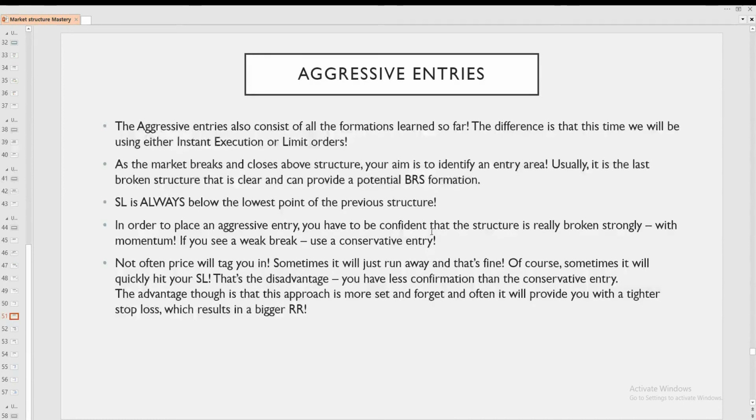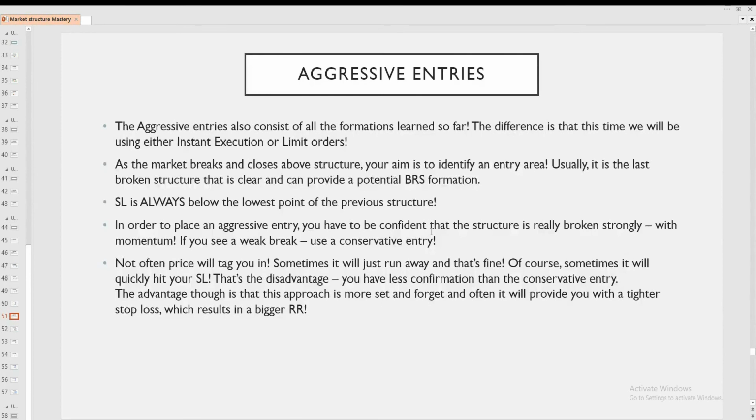And of course, sometimes it will also quickly hit your stop loss. Should you take the trade again? Not at all, because you just had a stop loss. You were wrong, and I am wrong a lot of the time. I'm actually having a 45 to 50% win rate, and that is perfectly fine. You are going to have losses, okay?